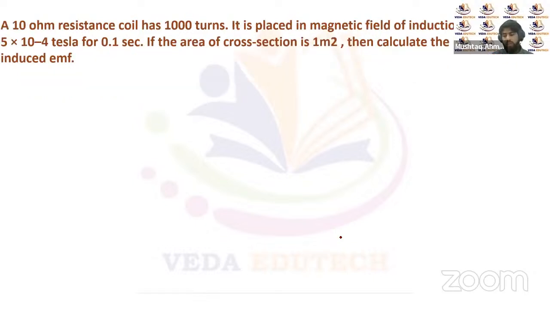Now let's try to discuss this question as well. It's a very small question. A 10 ohm resistance coil has 1000 turns, right? It means the value of N here is 1000. So 1000 turns are there in the coil, and the resistance of this coil is given as 10 ohm. It's placed in a magnetic field of induction 5 into 10 to the power minus 4 Tesla, right?